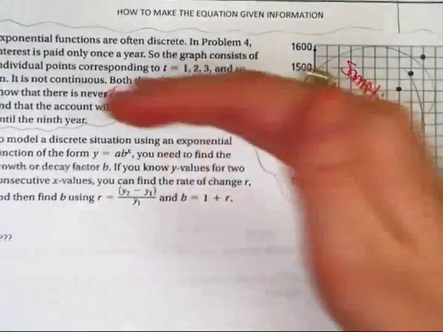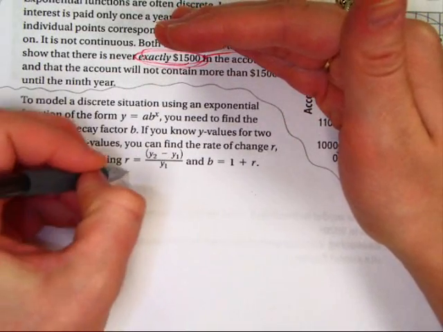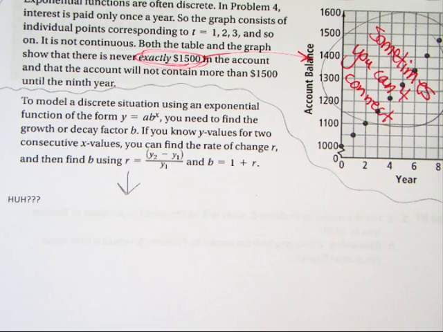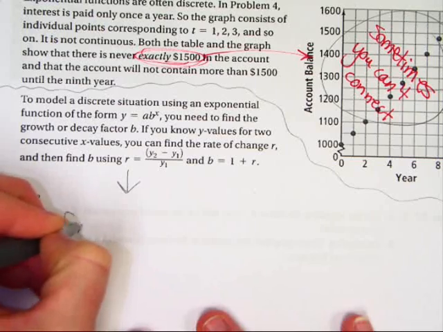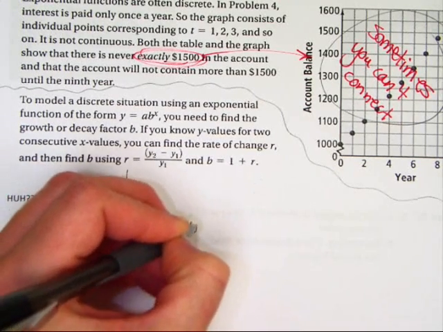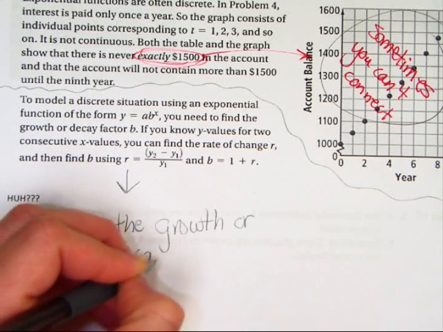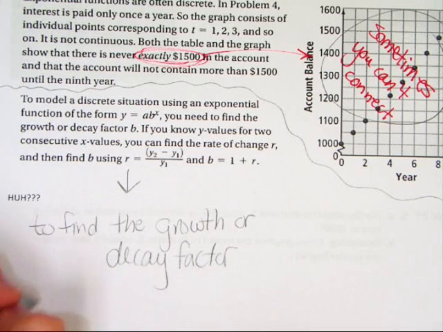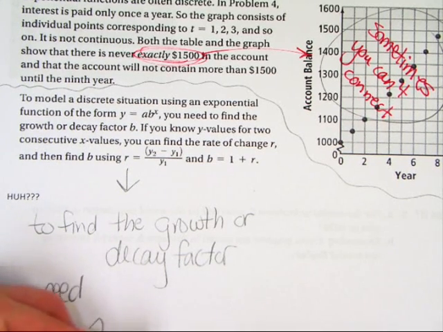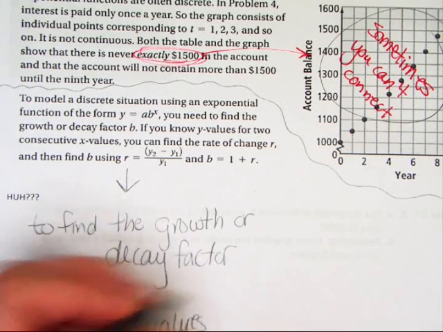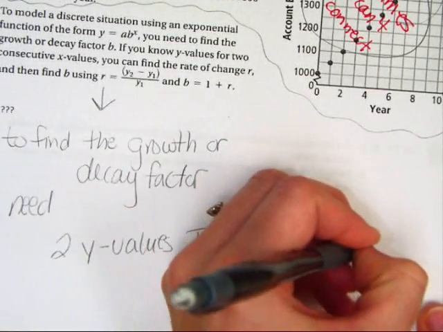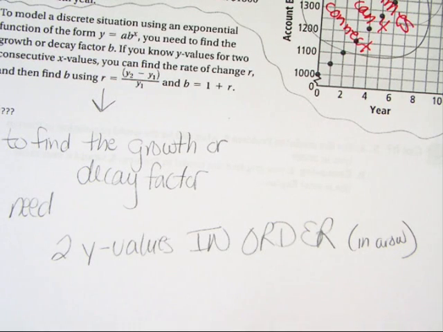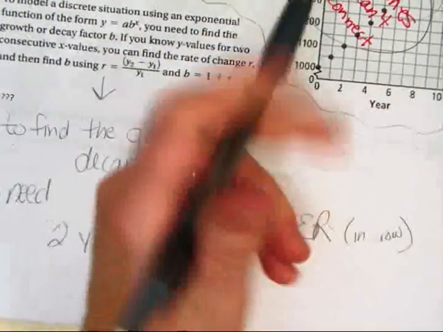Okay? Now what I really want to focus on is this part here. This is the part that I'm going to talk to you more about, and it is going to be how to make an equation given information. What this paragraph says, and you can read through it on your own, is that to find the growth or decay factor, you need 2 y values in order, which simply means in a row. I'm going to apply that on the next page. So let's go there and see what we can come up with.